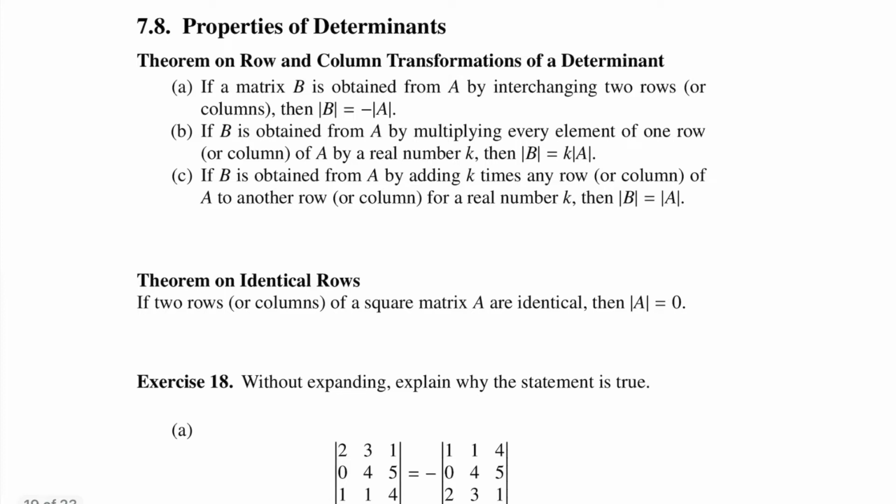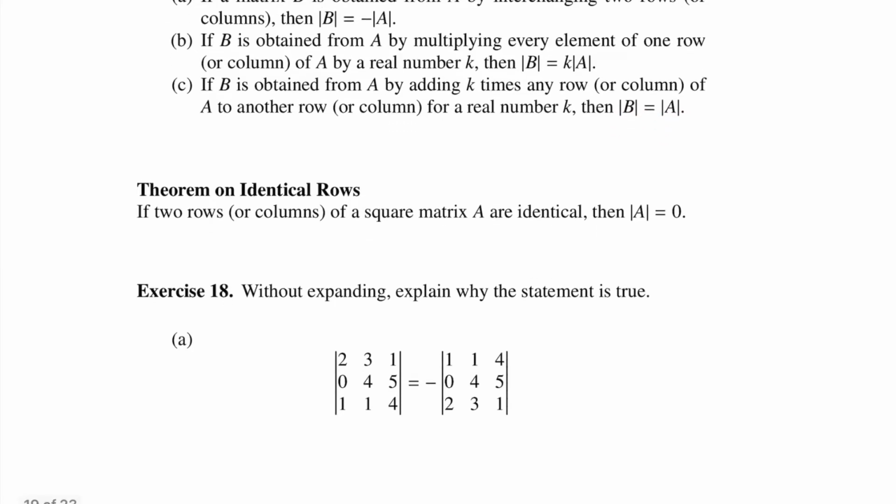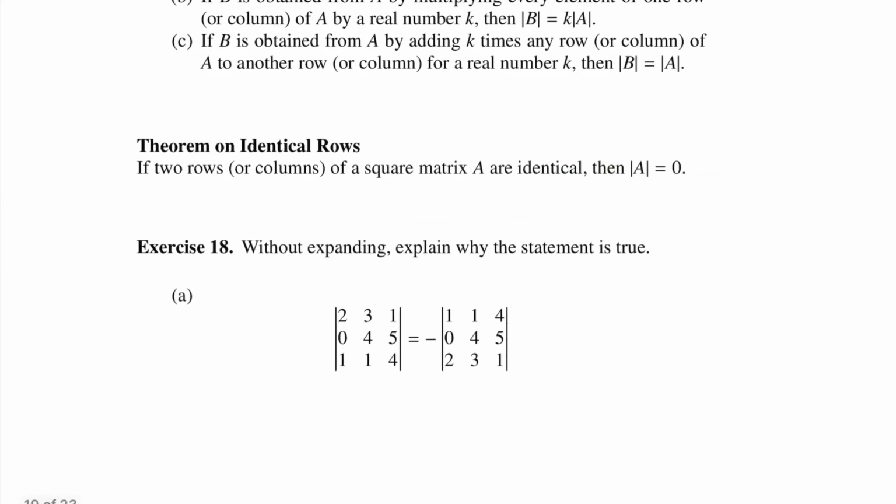The second one says that if you multiply every element of one row or a column by some constant, then the determinant will just equal that constant times the original determinant. And the last one says that if you add k times any row, so if you multiply any row by a constant and you add it to a different row or column, then the determinant will just not change at all. It'll be the same determinant as the original one. And if two rows or columns are identical, then the determinant will be equal to 0.